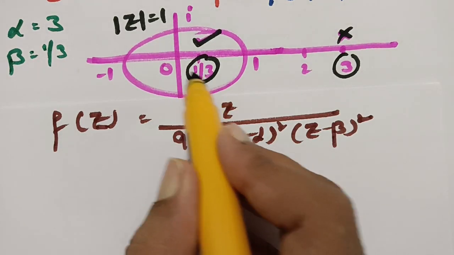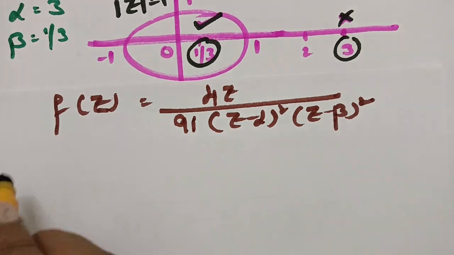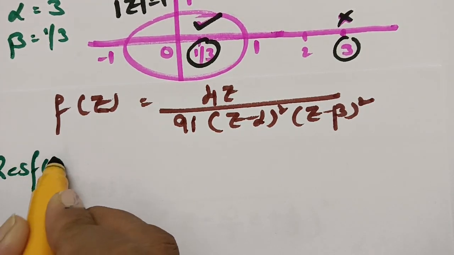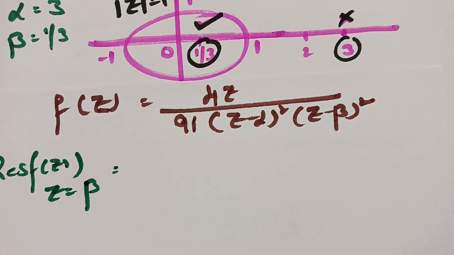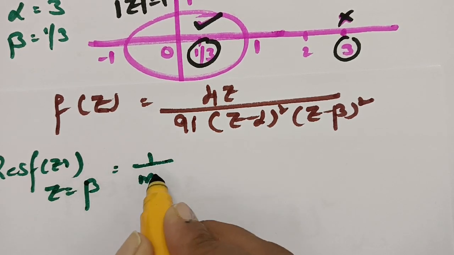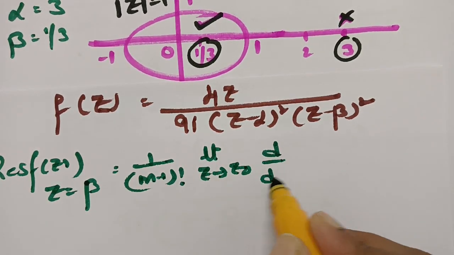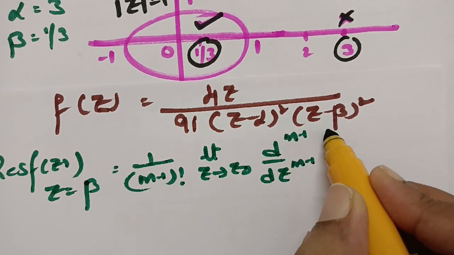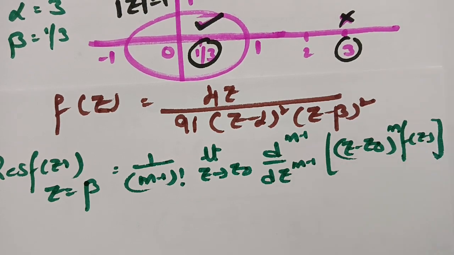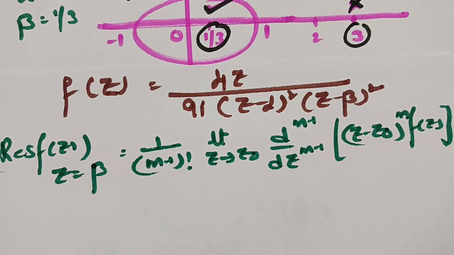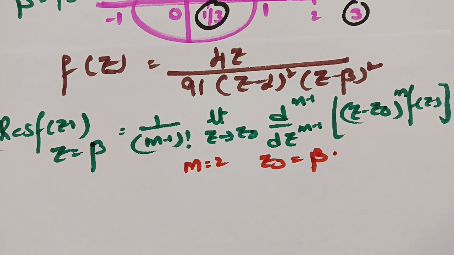So here 1 by 3 is within the given circle region, and therefore we have to find the residue at z is equal to beta. As this is a pole of order 2, the residue will be 1 by (m minus 1) factorial into the limit z tends to z naught of d by dz power m minus 1 into (z minus z naught) power m into f of z. Here our order m is 2 and z naught is beta. Now f of z is also very clear.